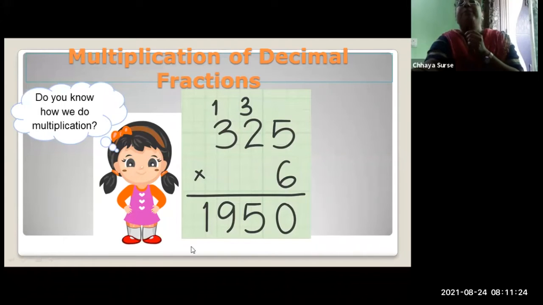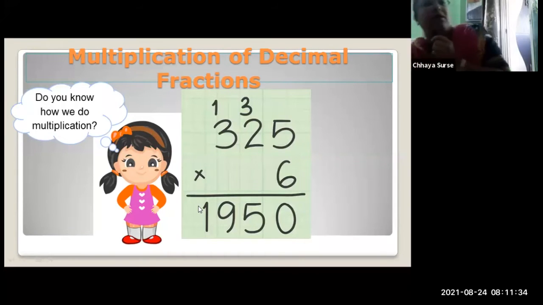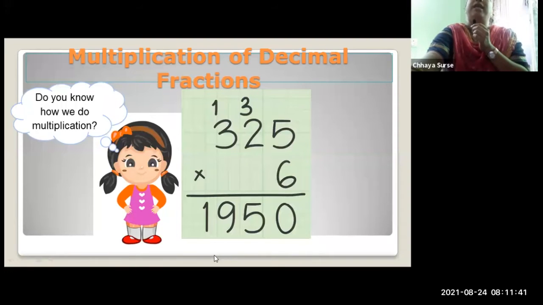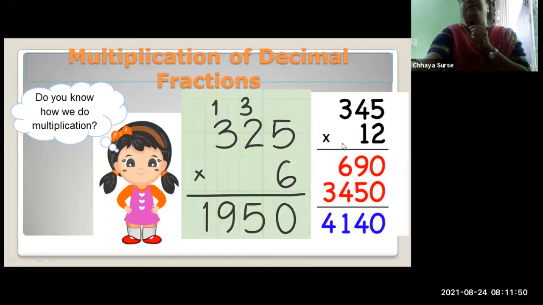So this is a simple multiplication. Clear? 1,950 is the product of 325 multiplied by 6. Clear? Next, I have given another sum here: 345 multiplied by 12.